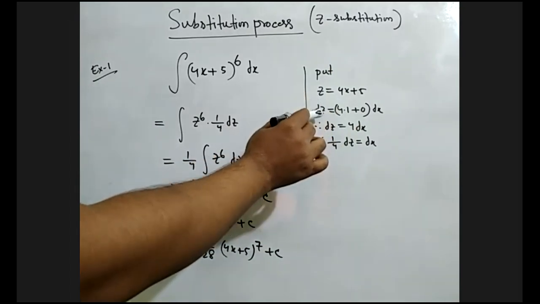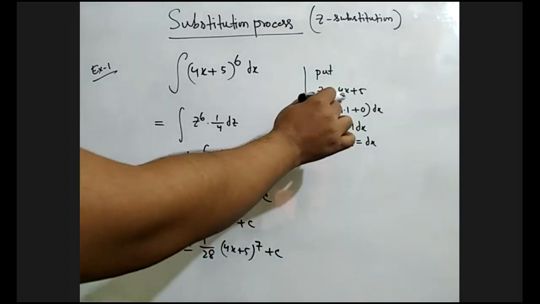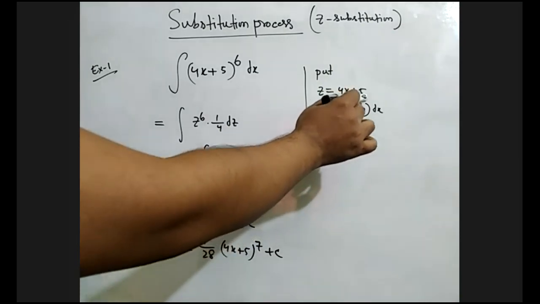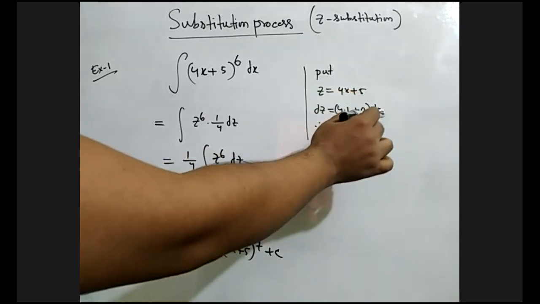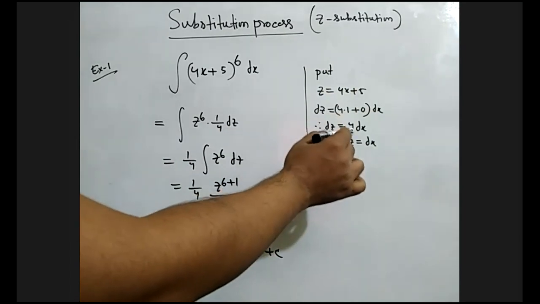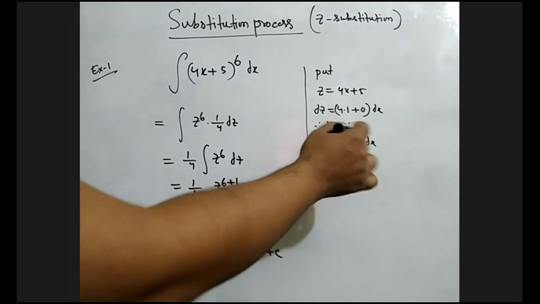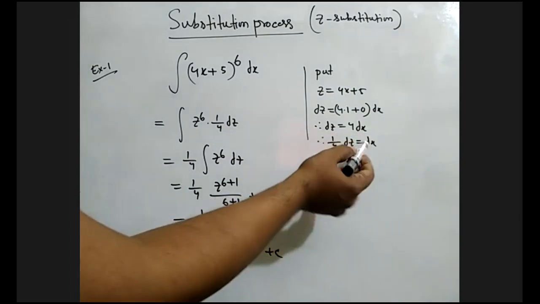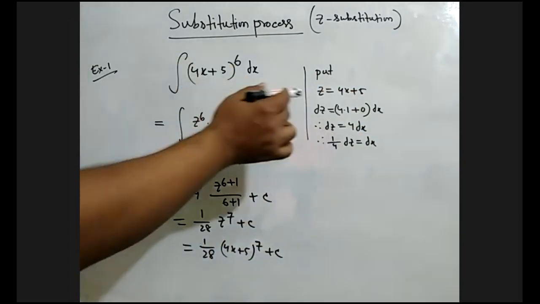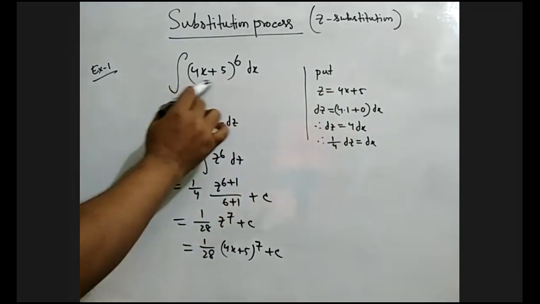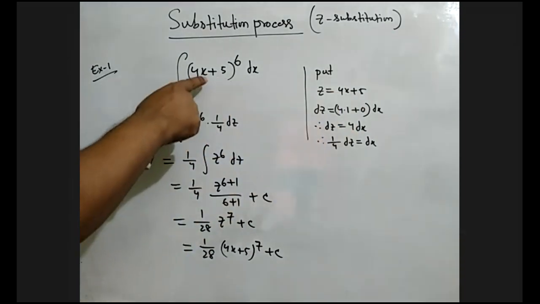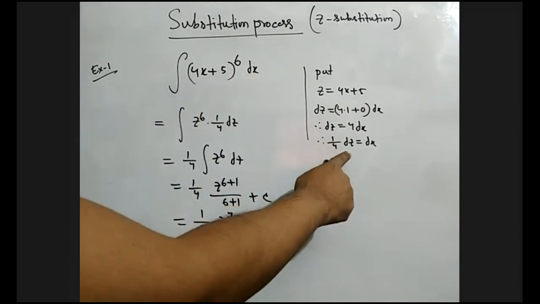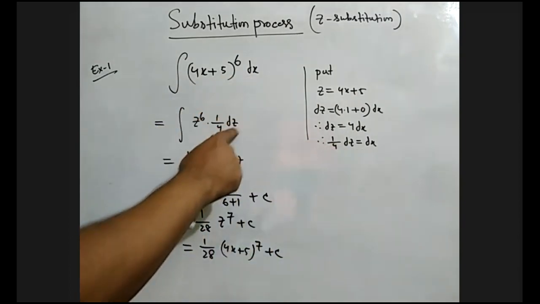The differentiation of z will be dz, and the differentiation of 4x plus 5 will be what? 4x differentiation is 4 and 5 differentiation is 0, into dx. Now dz equals 4 dx. Dividing by 4 on both sides, 1 by 4 dz equals dx. Now putting all these values here, z equals 4x plus 5, so 4x plus 5 becomes z to the power 6, and dx becomes 1 by 4 dz.